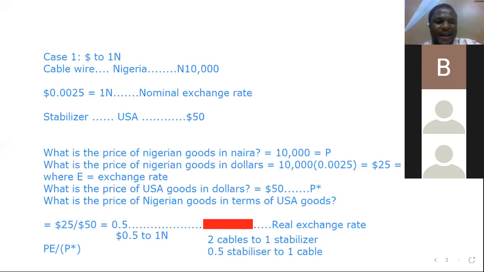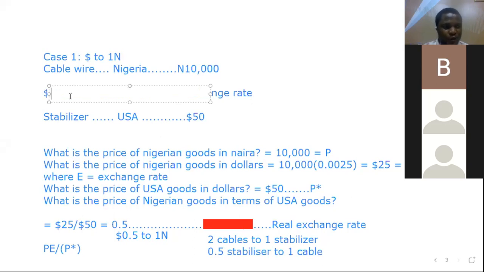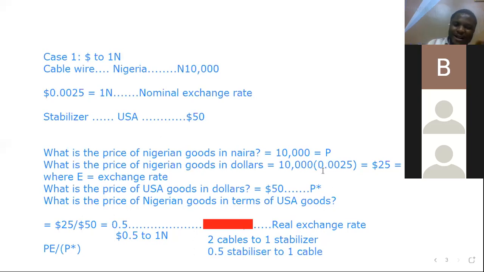But for case two, because of the nature of this exchange rate, I needed to divide 10,000 naira by 400. But because I've converted this, it's just 10,000 times 0.025. Has that been able to answer the question? Yeah, thank you, sir. All right.